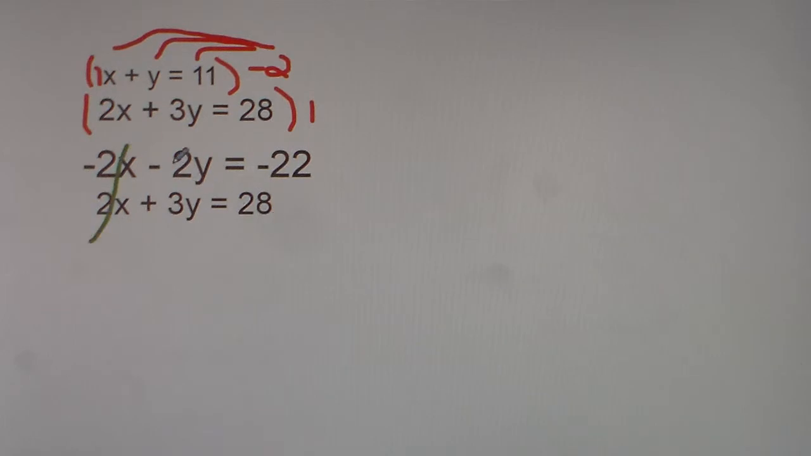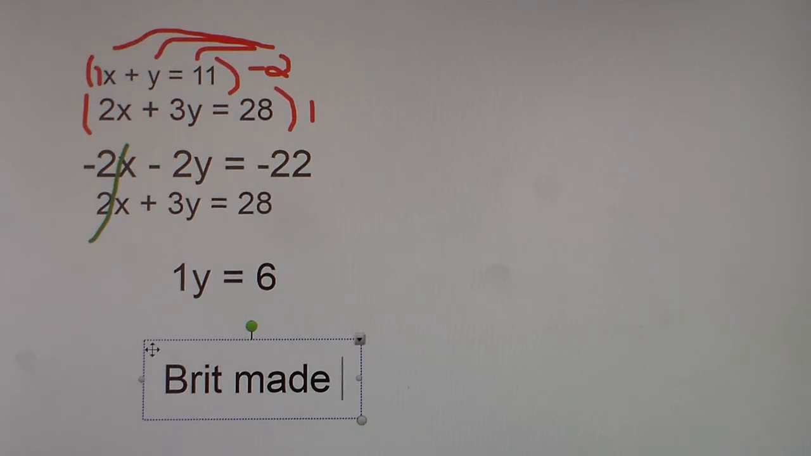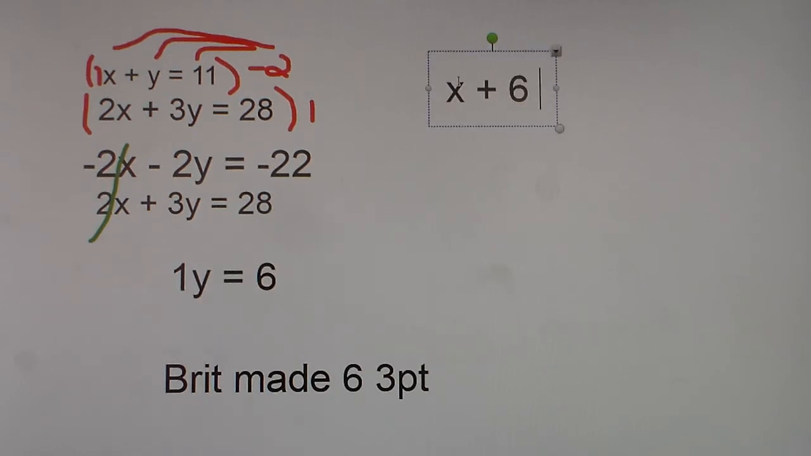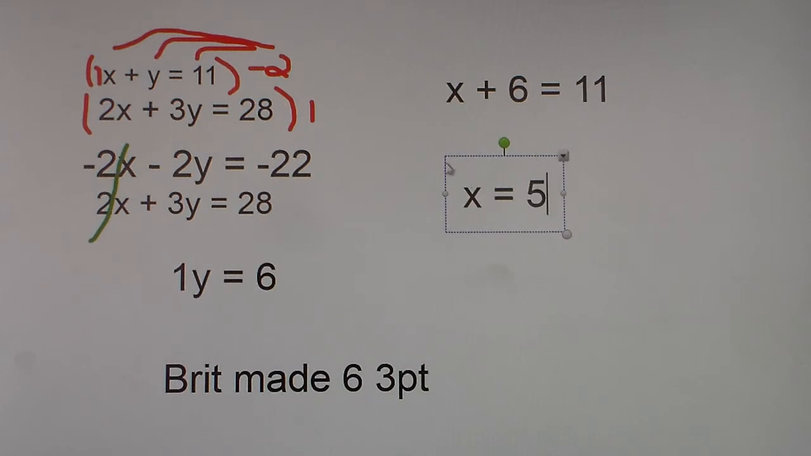These cancel out. Negative 2y plus 3y gets you 1y. And that's equal to 28 minus 22, which is 6. So that means Brittany made 6 3-pointers, because remember, y refers to the 3-pointers. Then we put that 6 in for y. So we have x plus 6 equals 11. Subtract 6 from both sides and we get x equals 5. Which means Brittany made 5 2-pointers.